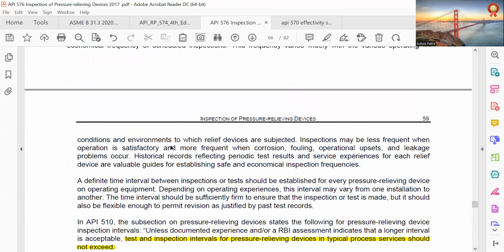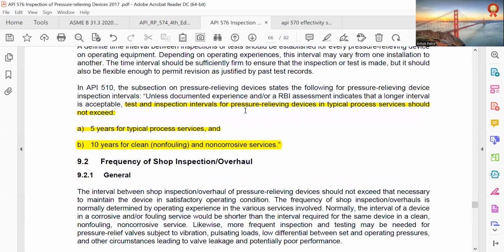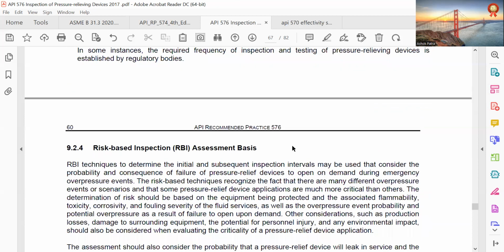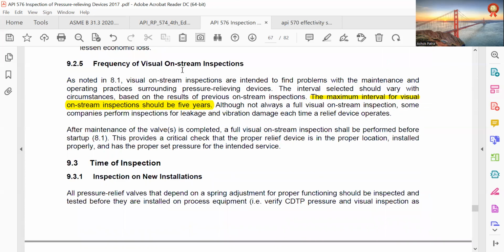Inspection frequency. Test and inspection intervals for pressure relieving devices in typical process service should not exceed 5 years, and 10 years for clean, non-fouling, and non-corrosive service. Frequency of visual on-stream inspection: the maximum interval for visual on-stream inspection should be 5 years.